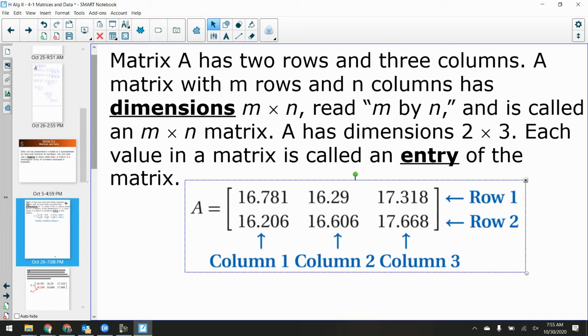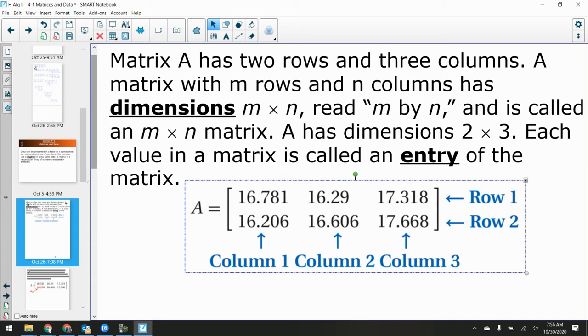Matrix A has 2 rows and 3 columns. Remember, rows go side to side, columns go up and down. Matrices have rows and columns. They could have any amount of rows and any amount of columns. You could have a really huge matrix, 100 rows, 100 columns, sure, whatever. You could have a really small matrix, a 1 by 1, 1 row, 1 column, just one piece of data sitting in there. You could have an arbitrary amount of rows and columns.